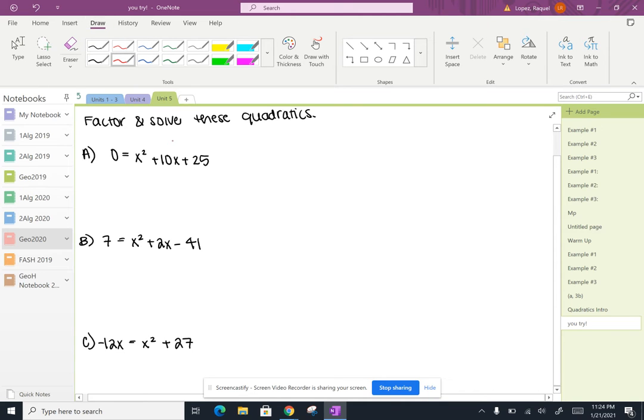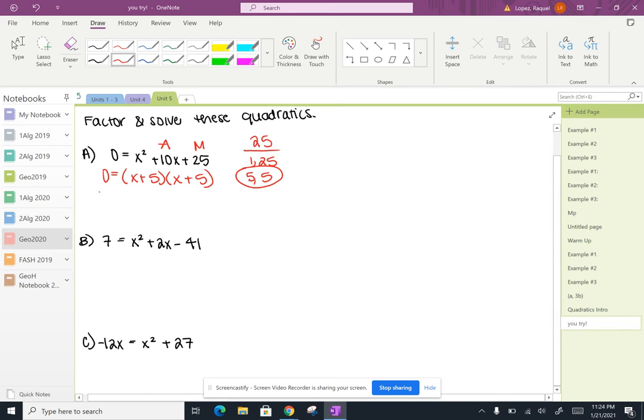So for A, we're looking for 2 numbers that add to 10 and multiply to 25. So let's think of numbers that multiply to 25: 1 and 25, and 5 and 5. Which one of these adds to 10? Well, our 5 and 5 does. So our solution is going to be x plus 5 times x plus 5. I'm going to have 2 of those.